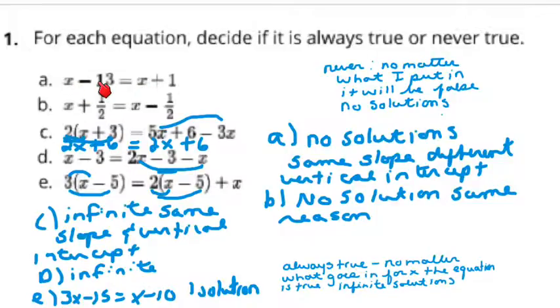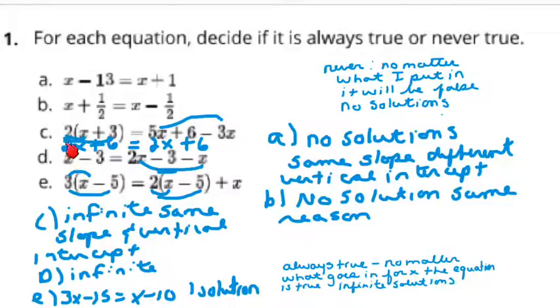Okay, so on the first one, I noticed that they both have a slope of 1, and the y-intercepts are different. Here it's -13, and here it's 1. That means there's going to be no solutions because the lines are going to have the same steepness, but they'll start in different places, so they will never intersect. They're going to be parallel lines. B is exactly the same. The slopes are 1, the y-intercepts are 1/2 and -1/2. So they're going to be parallel lines that are going to never cross.